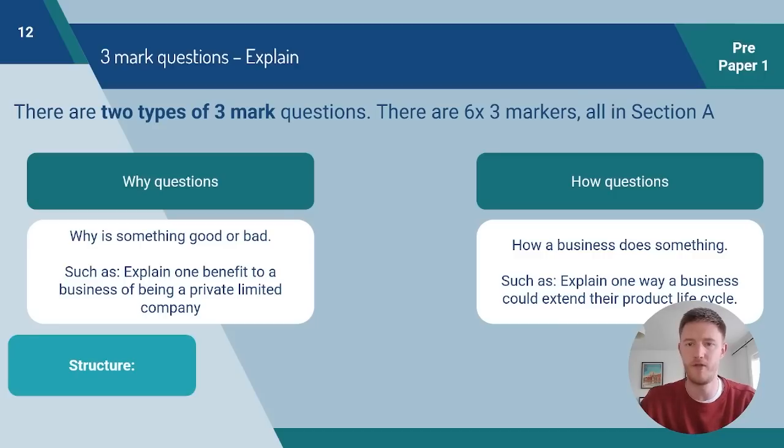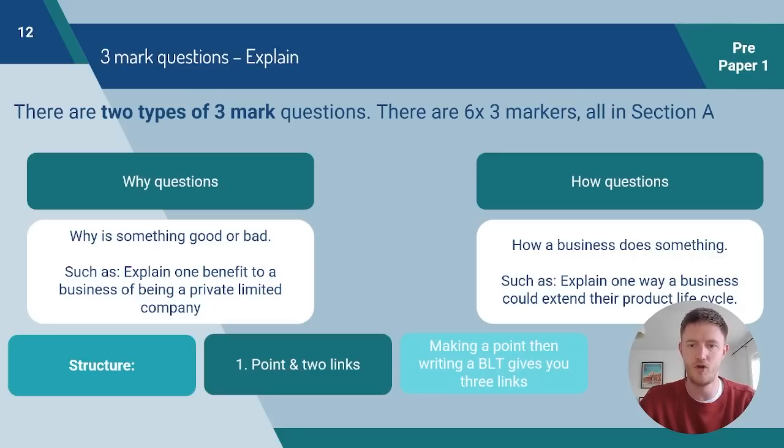There's usually a couple of how questions, though most of them are why questions. It's a really easy one to get 1 out of 3 on if you just don't read the question carefully. For this, structure-wise, all we want is a 1 BLT, so you make your point, and then you do 2 links. You don't get any link marks for your original point.